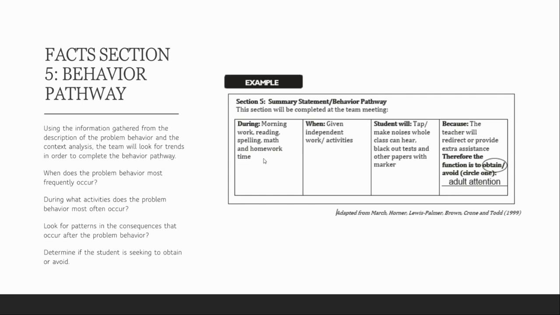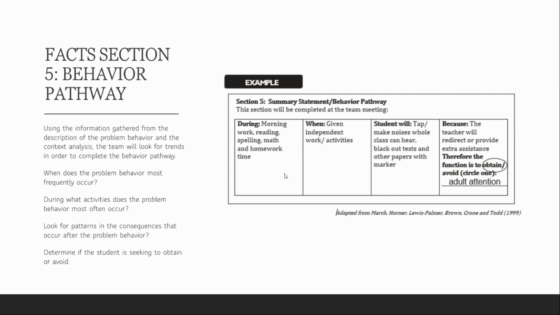So in this case, Jill, during the morning work, reading, spelling, math, and homework time. This is when, given independent work activities, the student will make noises the whole class can hear, blackout tests, and mark other papers with markers. Because of this, the teacher will redirect or provide extra assistance. So they have identified that the function of Jill's behavior is to obtain something.